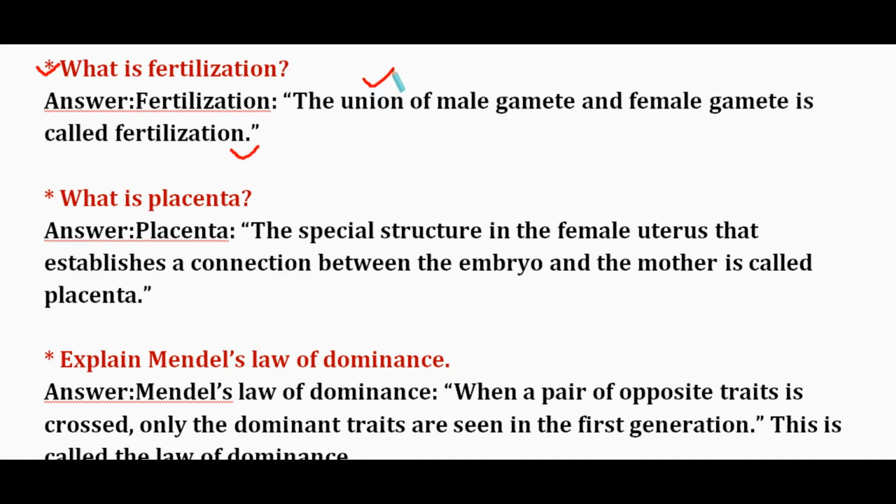Union or fusion, you can use this word. What is placenta? Placenta, the special structure in the female uterus that establishes a connection between the embryo and the mother, is called placenta.